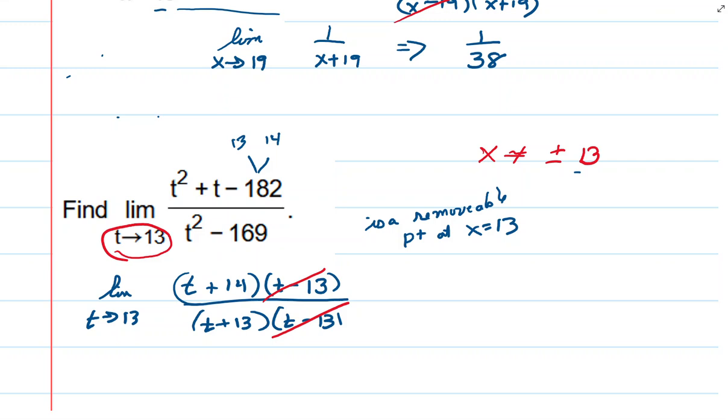Okay. So now I'm doing 13. So this is going to be 13 plus 14 over 13 plus 13. And that gives me 27 over 26. And I can't reduce that because 26 is 13 times 2. The limit is there. How can I check? Calculator.